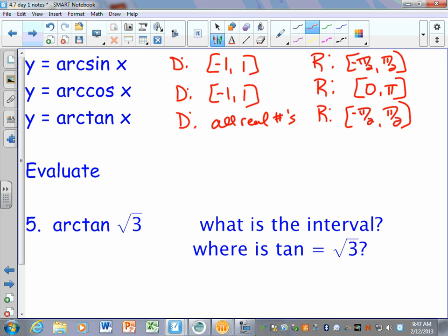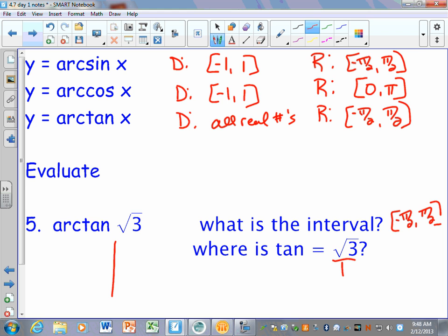And so what is the interval for arctangent? Well, I better make sure my answer is between negative pi halves and pi halves. And then the next question is I have to know those triangles or the unit circle. I got to know something that in that interval, where does tangent equal the square root of 3? Or maybe you can think about it as the square root of 3 over 1.